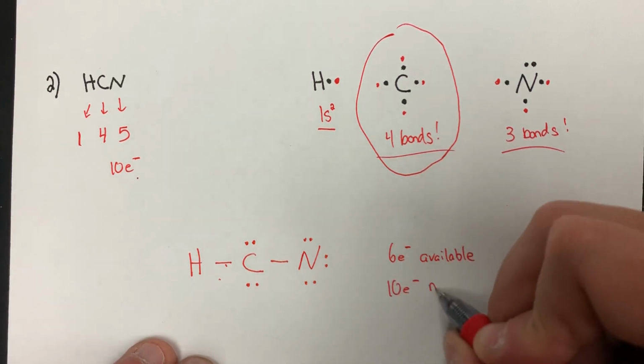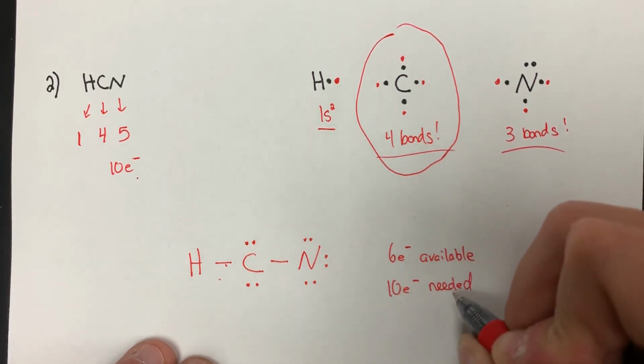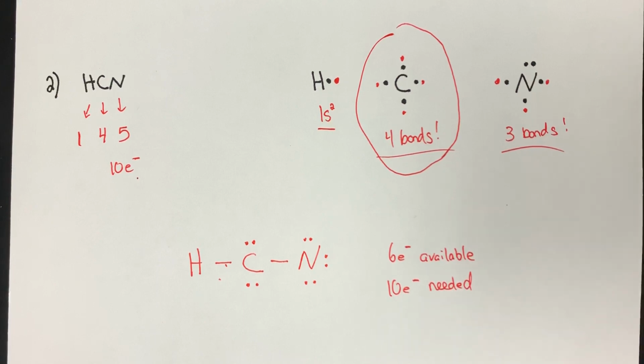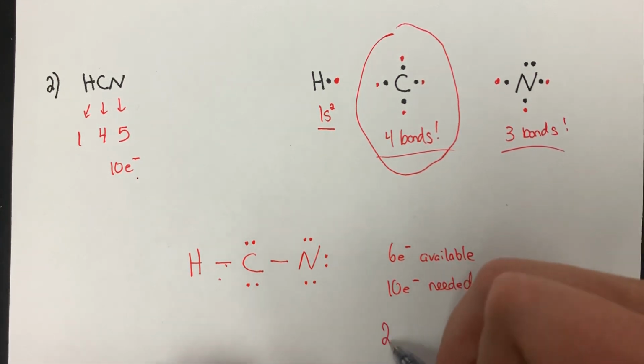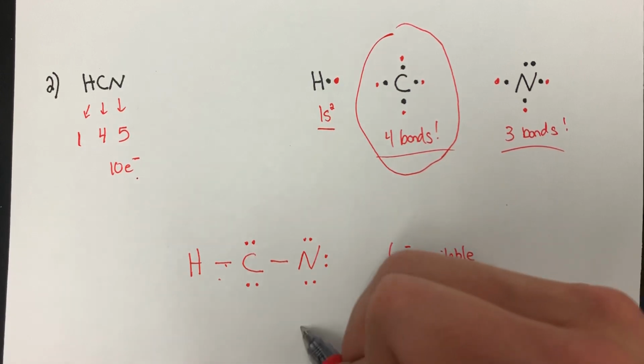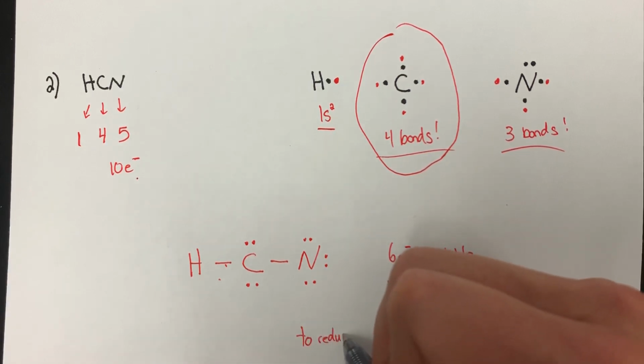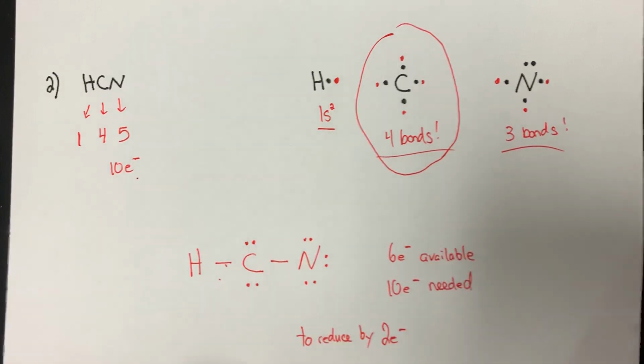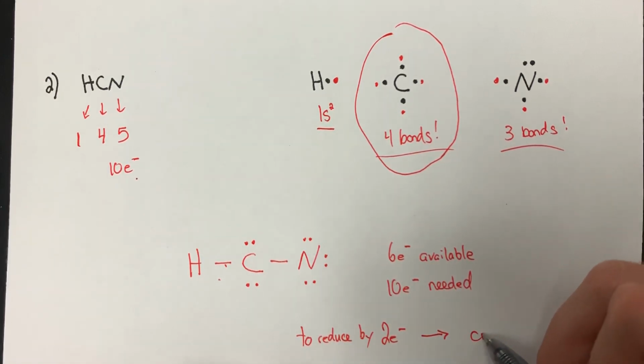So 10 electrons needed. Because I need more electrons than are available, I know I'm going to have to start making double bonds, perhaps even triple bonds. Every single time, you need to lower your electron count by 2. What that means is that you're going to create another bond. So to reduce by 2 electrons, we're going to create a bond.